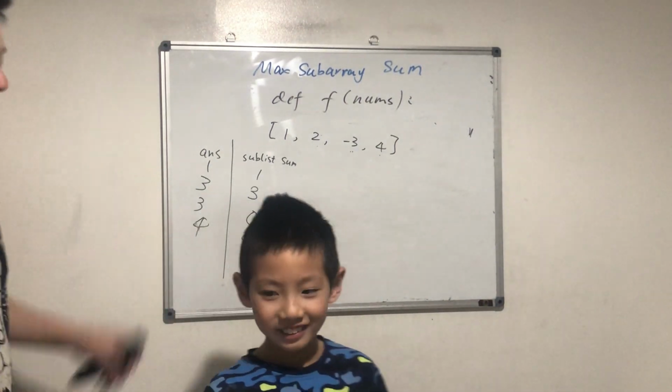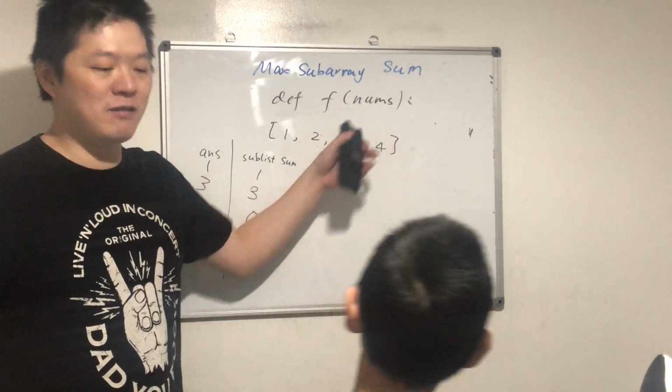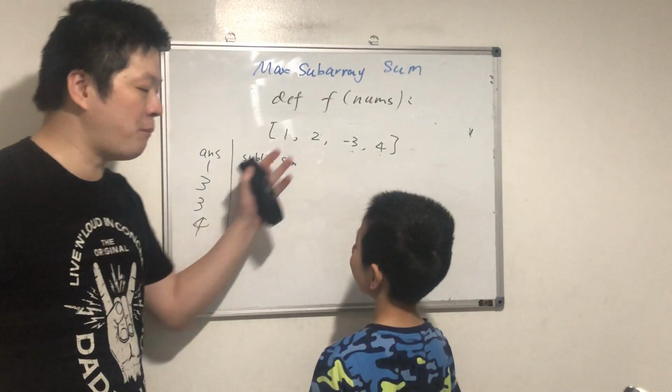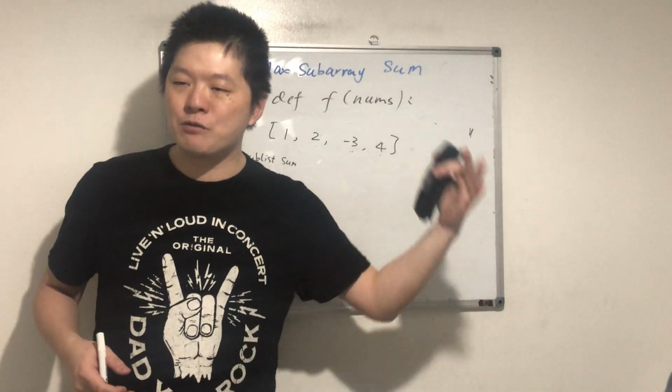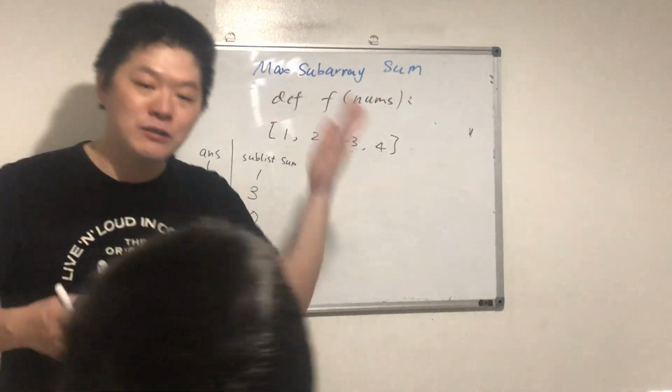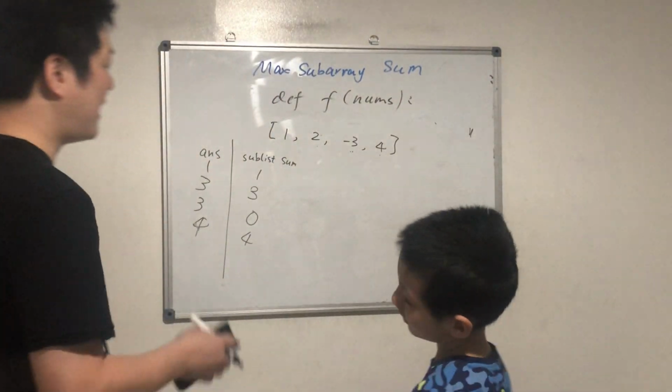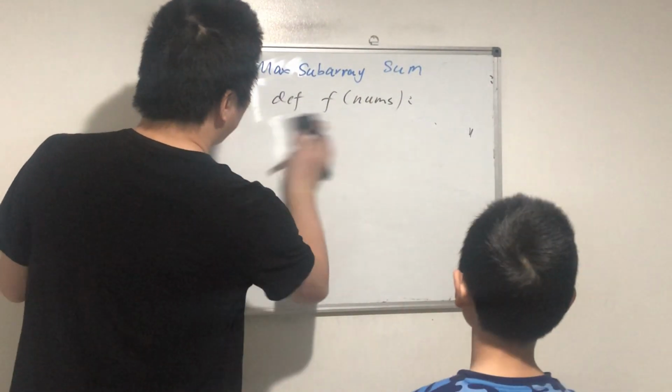That's the answer. So look, one pass, O(N) time, because every time we make a decision, we have two choices. We either include the next number in the sublist, or we start a new sublist with it, right? Okay, let's try this problem. It's quite easy.